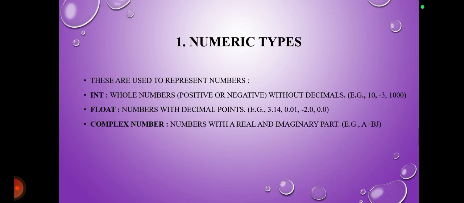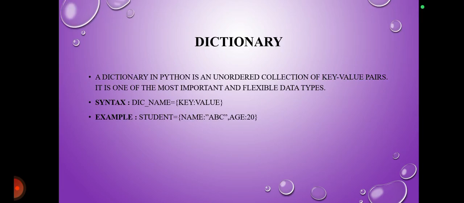Next, we see about dictionary data types. If you are storing related information like a student's name and age, a dictionary is your go-to data type. In Python, a dictionary is an unordered collection of key-value pairs. That means instead of storing just one value like a number or a string, a dictionary stores a pair. Something like name: ABC or age: 20. Here is the basic syntax of a dictionary in Python.